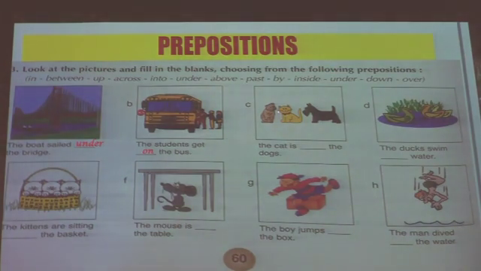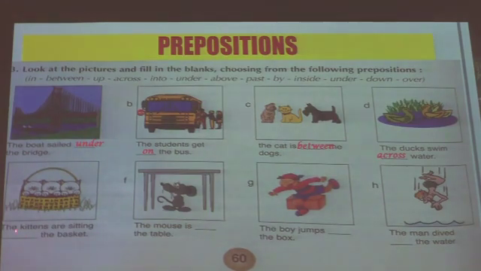Now here, try to look at picture C. So we have two dogs and we have a yellow cat. So the cat is between the dogs. It's in the middle. The cat is between the dogs. Okay? Now here we have three ducks. The ducks are swimming. And we have the water which is there. So the ducks, they are going and coming. Okay? So the ducks swim across the water. Okay?